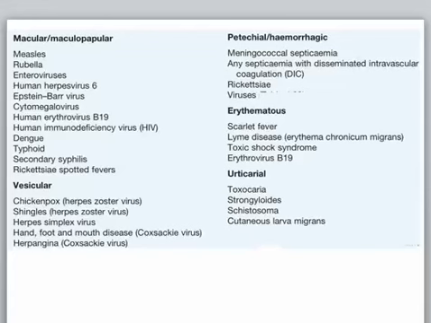Petechiae or hemorrhagic spots can be seen in meningococcal septicemia, any septicemia associated with disseminated intravascular coagulation, rickettsial infection, and in viral infections. Erythematous patches can be seen in scarlet fever, Lyme disease, toxic shock syndrome, and erythrovirus B19 infection. Urticaria is a feature of toxocariasis, strongyloides stercoralis, schistosomiasis, and cutaneous larva migrans.